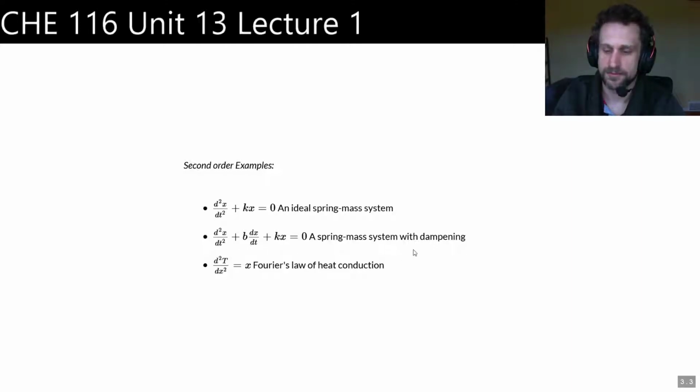Here's another example of a spring mass system where you have dampening. That is, the faster the mass on the spring is moving, the more you reduce the acceleration. So usually B is negative here. And that just means that essentially there's some kind of losses in the spring that slows down or dampens the system, right?